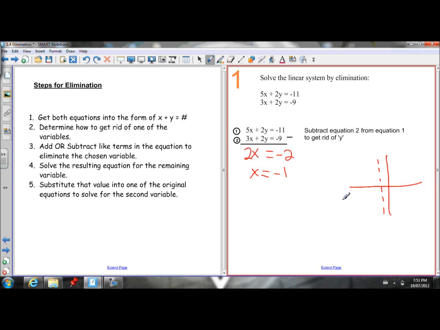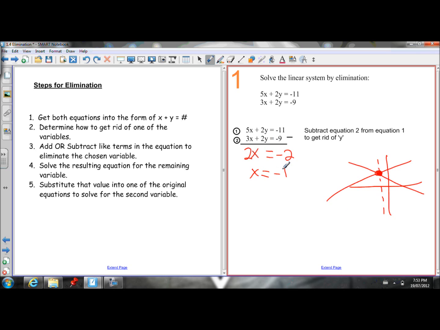on the x-axis. Okay? So if these are my original two lines, I know they're going to intersect at negative 1. I know they are because when I add or subtract, it gives me the equation of my new line that intersects at the same point. So I know these two original lines are going to intersect at negative 1 on the x-axis.